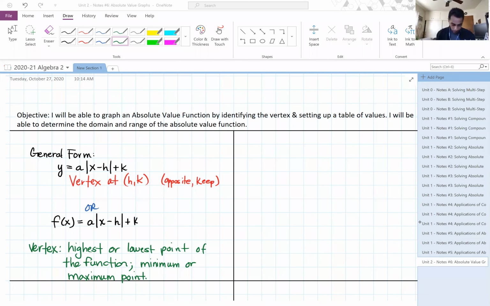Okay, so what I want to start with is taking a look at the general form.